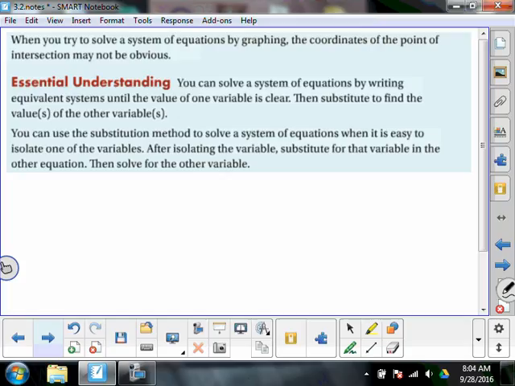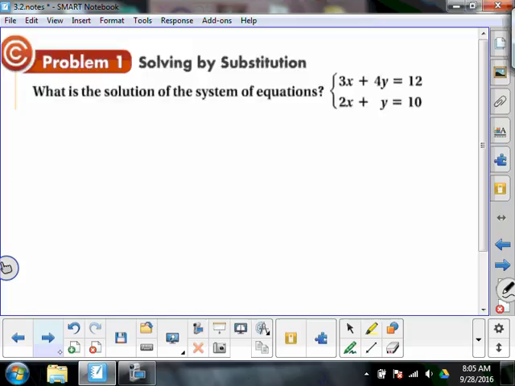So the book says you can solve a system of equations by writing equivalent systems until the value of one variable is clear, then substitute. Okay. So right here, you could use the substitution method. They're saying what I just said. So here we go, example 1.